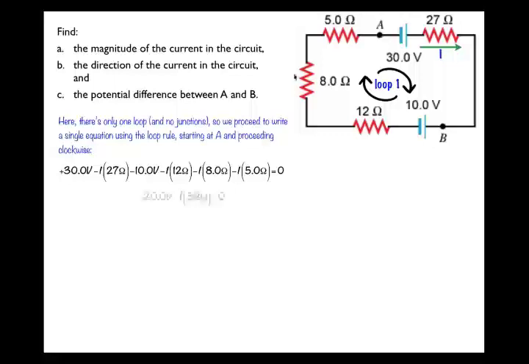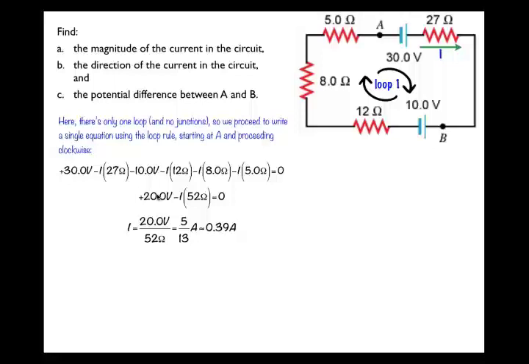So we can combine some terms in here. I've got I times 27 and I times 12 and I times 8 and I times 5. That's a total of 52. And plus 30 volts minus 10 volts is plus 20 volts. So I can simplify the equation to say plus 20 volts minus I times 52 ohms equals 0. And then I must be 20 volts divided by 52 ohms, which is 5/13 of an amp.